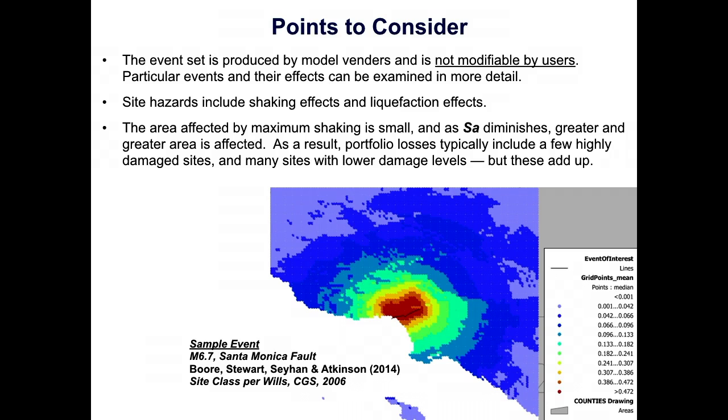The area affected by maximum shaking is small, and as the intensity of shaking diminishes, greater and greater area is affected, and that's illustrated in the sample event shown below. As a result, portfolio losses typically include a few highly damaged sites and many other sites with lower levels of damage. But these add up and are important in contributing to the overall aggregate loss. So it's important to have a good picture of the distribution of ground shaking, and then the damage relationships need to be accurate for all levels of shaking.